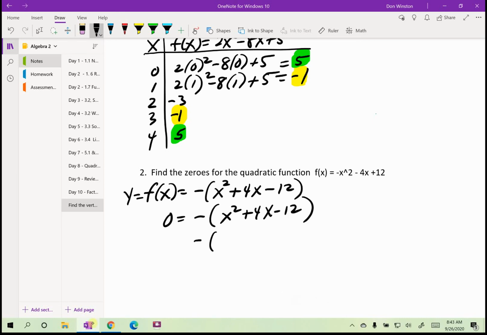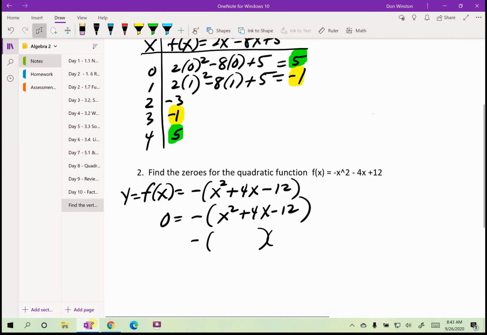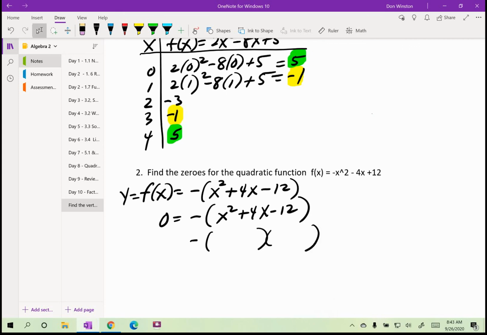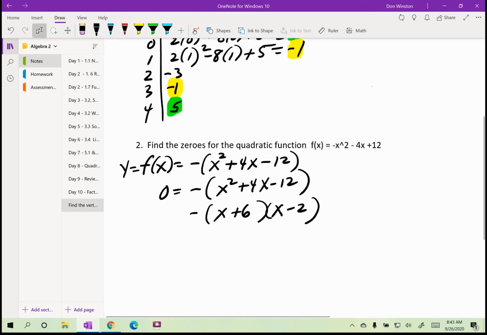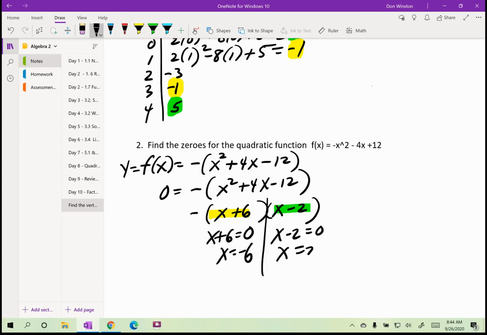Now we factor. Factors of negative 12 that add up to positive 4. Well, that would be a positive 6 and a minus 2. 6 times negative 2 is negative 12, and 6 minus 2 is 4. So now I'll just find my zeros. I'll set each factor, x plus 6 and x minus 2, equal to 0 and solve for x. So x equals negative 6, and then x minus 2 equals 0, x equals 2. So there are my two zeros solved for.